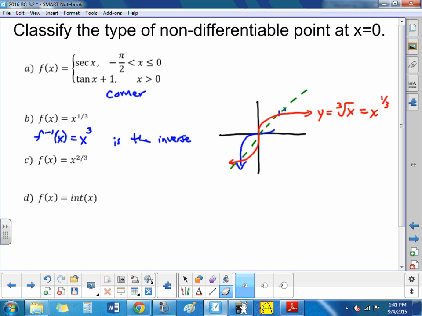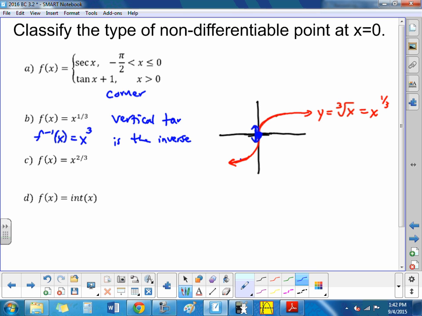How would you describe what's going on at the origin? I asked you to classify the type of non-differentiable point. So the origin is definitely a non-differentiable point. Look at the 4 different kinds we have. Yeah, this is a vertical tangent case. You're right, this is a vertical tangent case. So vertical tangent. I said I would write VT. Oops, forgot. So VT.